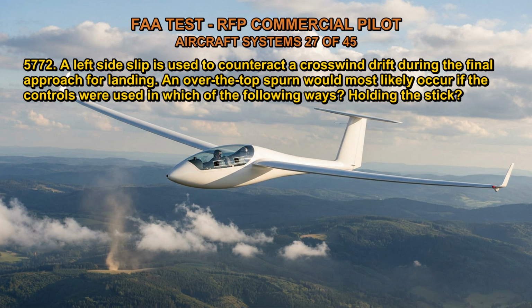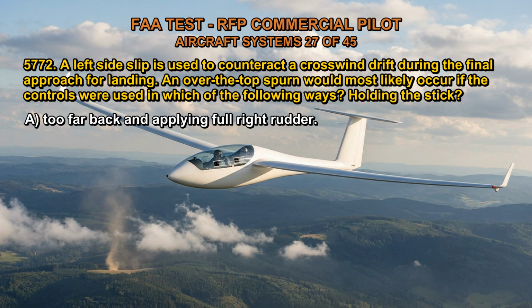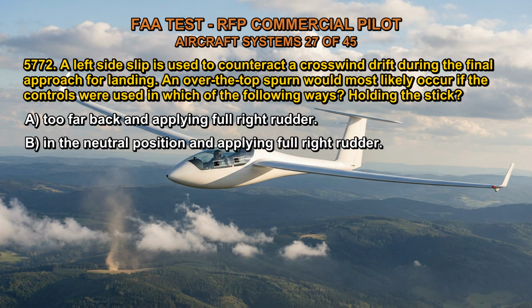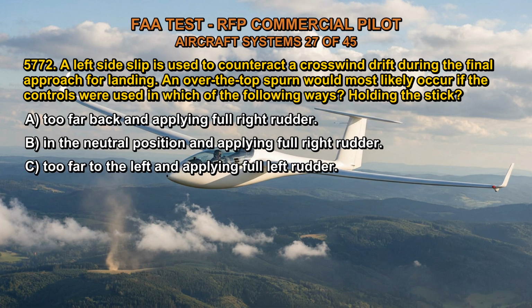5772. A left side slip is used to counteract a crosswind drift during the final approach for landing. An over-the-top spin would most likely occur if the controls were used in which of the following ways? Holding the stick: A. Too far back and applying full right rudder. B. In the neutral position and applying full right rudder. C. Too far to the left and applying full left rudder.